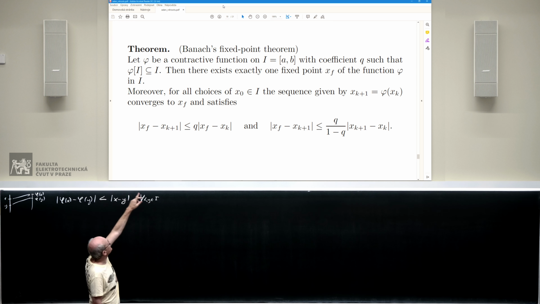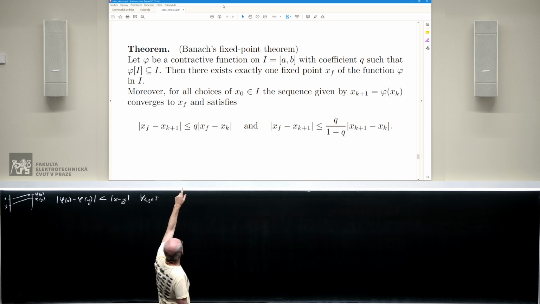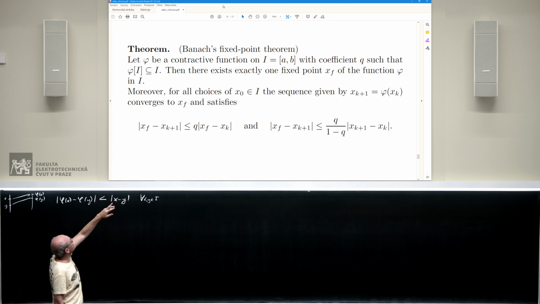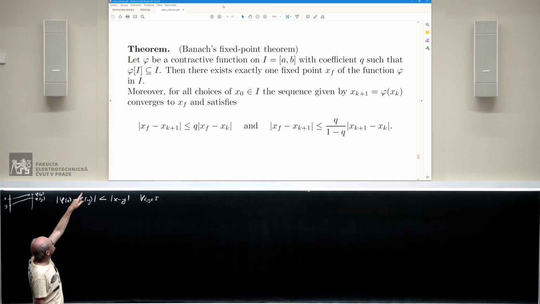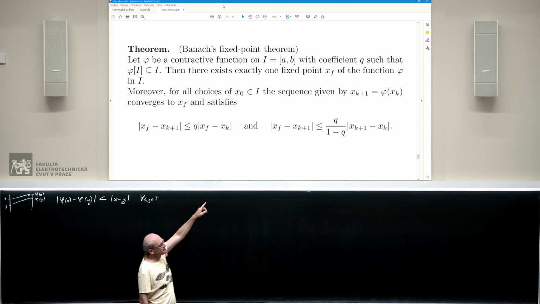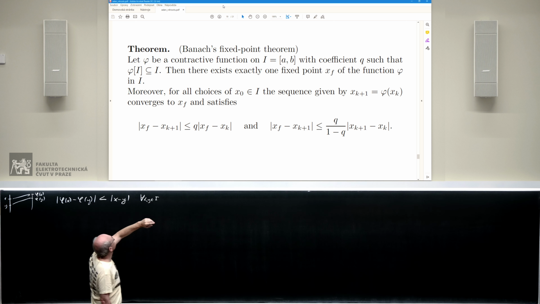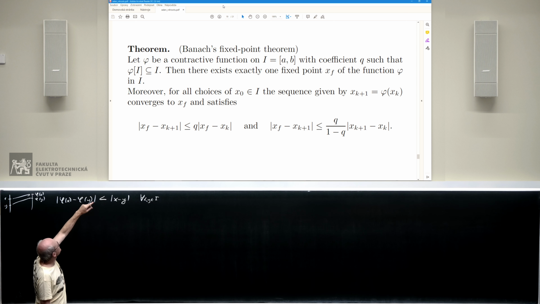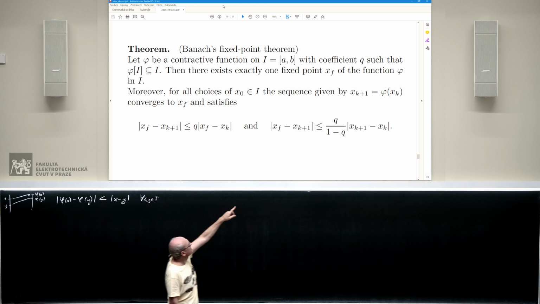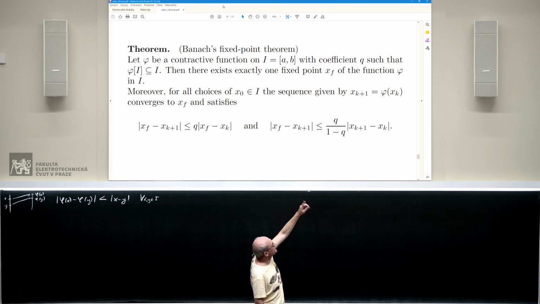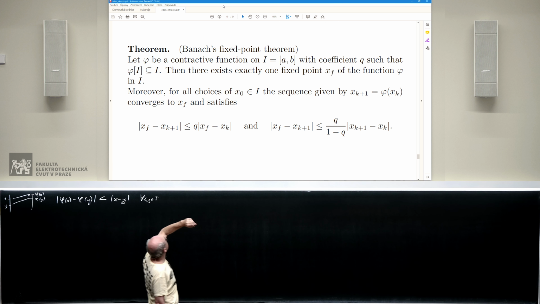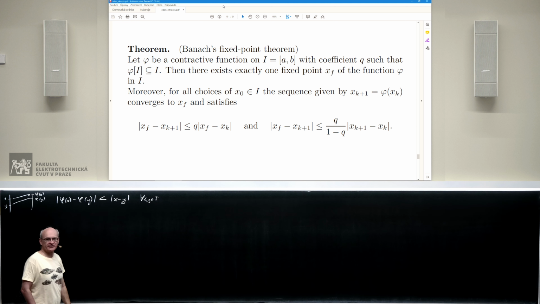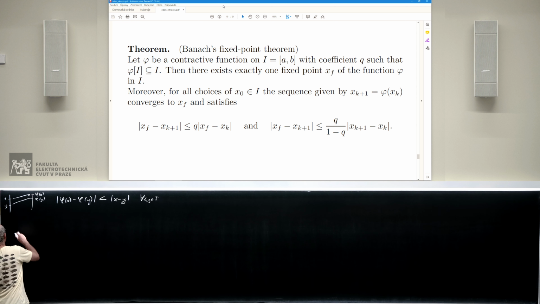We have an interval. And on this interval, we have a function which is contractive. Moreover, this function phi maps this interval into itself. And then there is exactly one fixed point. And it can be reached using iteration. So when we define a sequence xk using this iterative formula, then this sequence converges to our fixed point. So let's have a look at the proof.